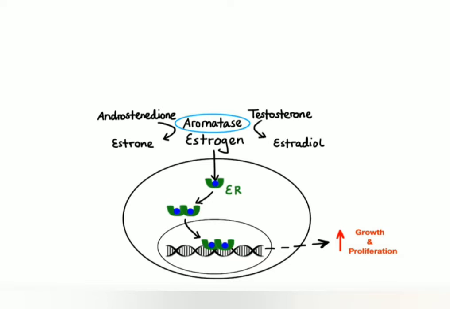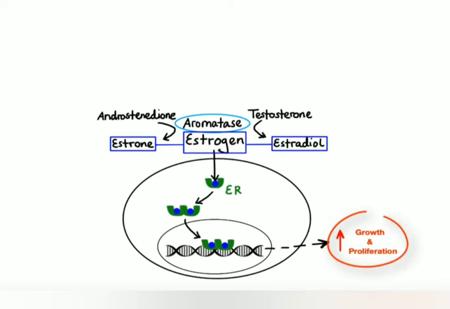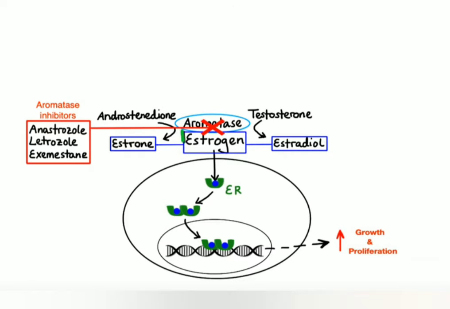Estrone and estradiol are biologically active estrogens, which bind to and activate estrogen receptors, thereby promoting cell proliferation. Aromatase inhibitors such as anastrozole, letrozole, and exemestane work by blocking aromatase enzyme, which in turn reduces the production of estrogens, particularly in postmenopausal women.